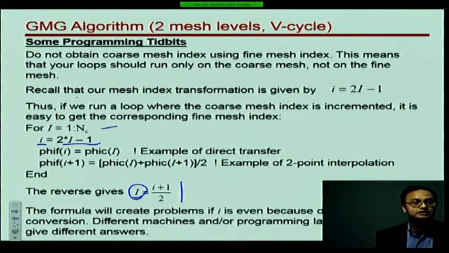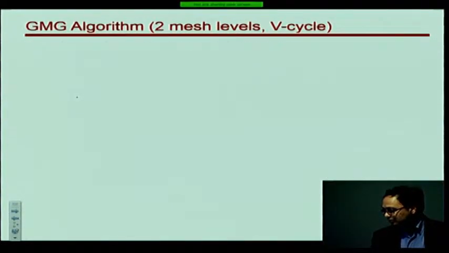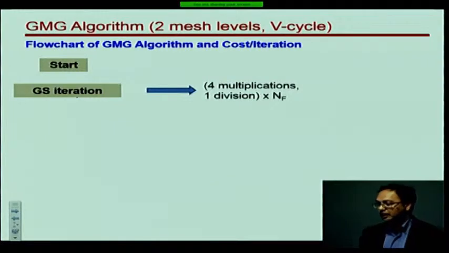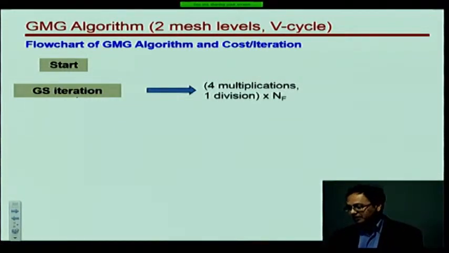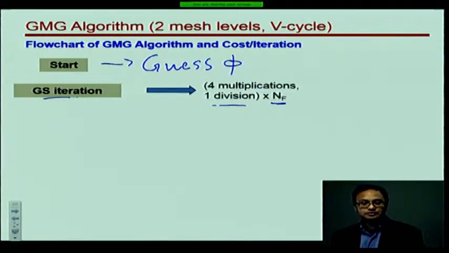That completes our discussion of the two-grid V-cycle algorithm. Here is a summary of what happens, the flow chart. You start, by which I mean you guess your phi. You perform one Gauss-Seidel iteration on the fine mesh, and here is an operation count. You have 4 multiplications and 1 division, as you know, so you are doing that many operations on that many nodes, approximately. Here is your GMG block now.